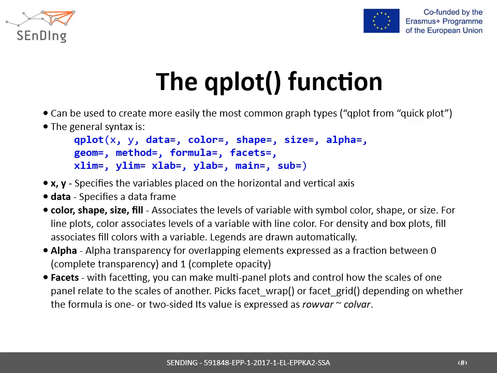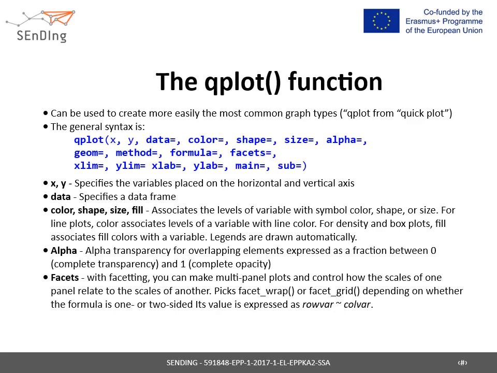Color, shape, size, fill associates the levels of a variable with symbol color, shape, or size. For line plots, color associates levels of a variable with line color. For density and box plots, fill associates fill colors with a variable. Legends are drawn automatically. Alpha is the transparency for overlapping elements, expressed as a fraction between 0, complete transparency, and 1, complete opacity.